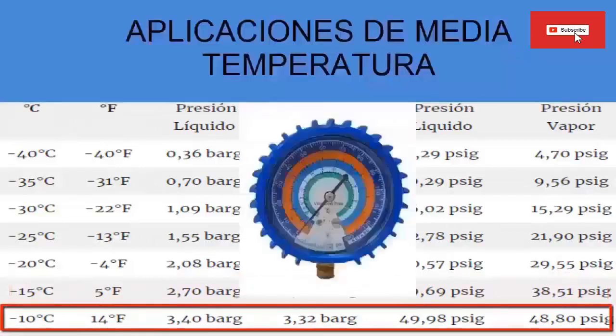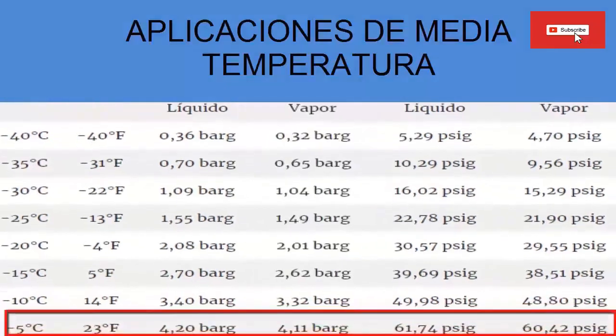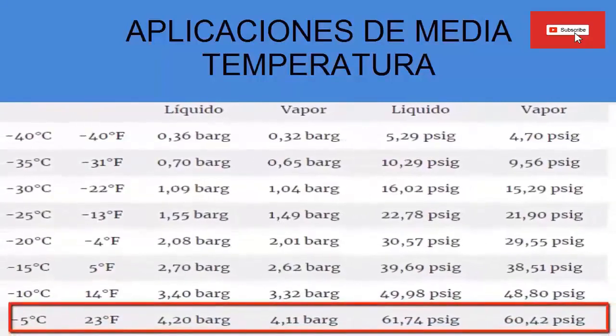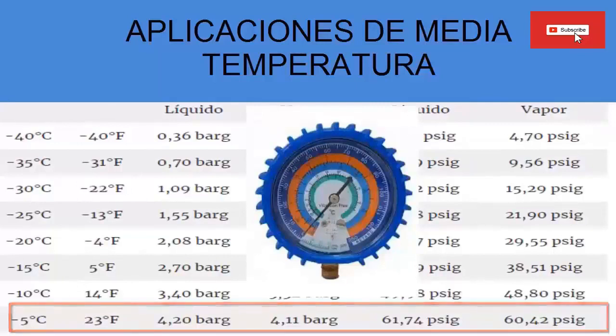3. To reach a temperature of -10 degrees Celsius in the evaporator, equivalent to 14 degrees Fahrenheit, a low gauge pressure of 3.32 bars is needed, equivalent to 48.80 psig. 4. To reach a temperature of -5 degrees Celsius in the evaporator, equivalent to 23 degrees Fahrenheit, a low gauge pressure of 4.11 bar is needed, equivalent to 60.42 psig.